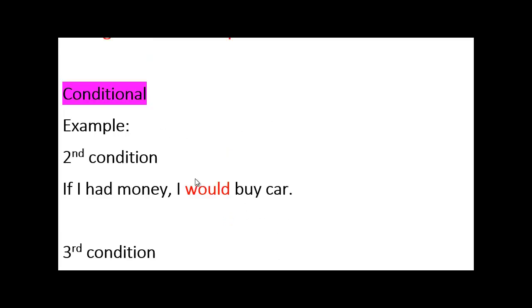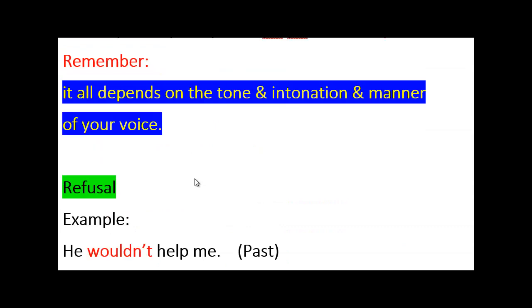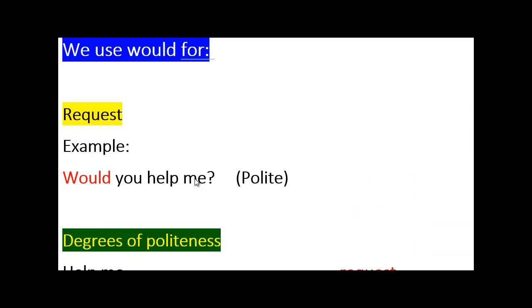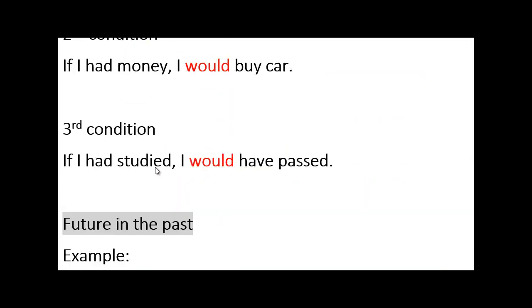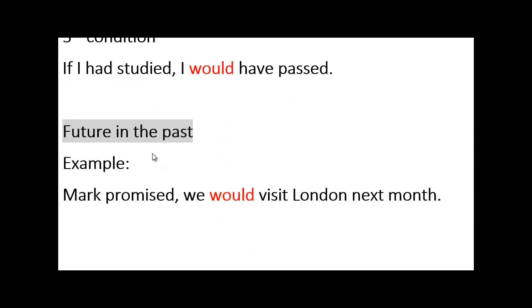So here's another situation using would. We talked about it in request, in refusal, in offer, and in conditional, all right? Now, to talk about the future in the past. An example for that: Mark promised we would visit London next month, okay? So someone has promised this in the past. He promised in the past we would visit London next month. So you're talking about something that was said in the past about something that will be done in the future. That's it. You got it, guys?